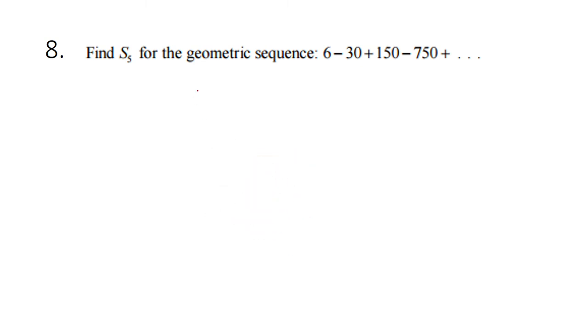So, we have a geometric sequence. We need to figure out, and remember, this S of 5 means the sum. So that means we have a finite geometric sequence, which means we're going to use this equation, A1 times 1 minus r to the n divided by 1 minus r.